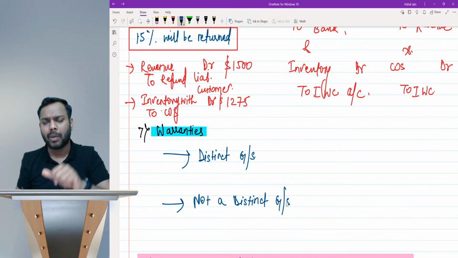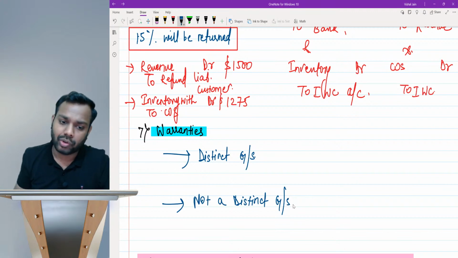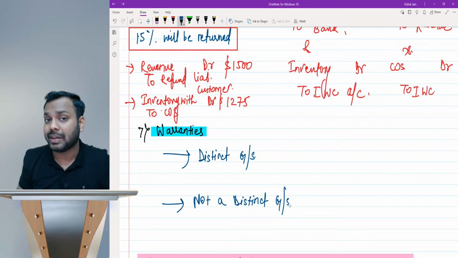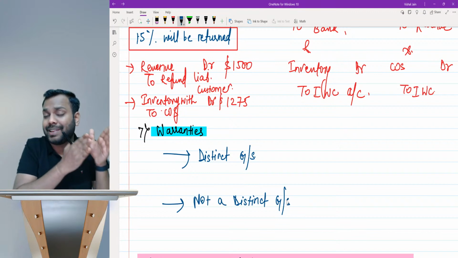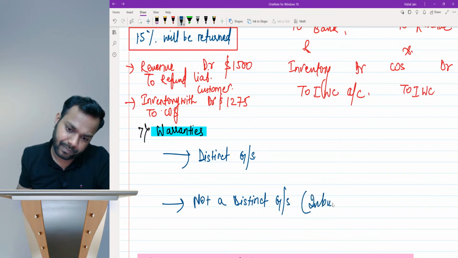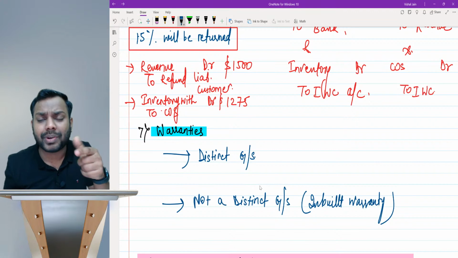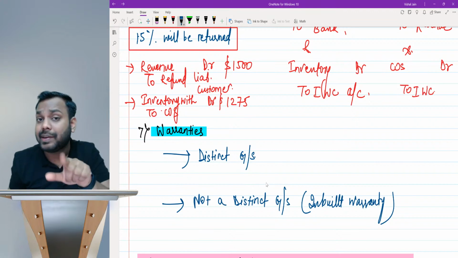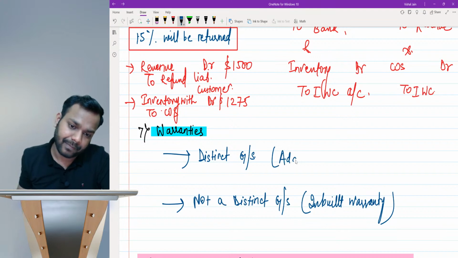If you purchase a laptop and you get an inbuilt warranty, right? That is not a distinct good or service, because that is attached with the laptop. So I'll write here inbuilt warranty. But when you purchase a laptop, you get an option to purchase an additional warranty, right? That is a distinct good or service, additional warranty.